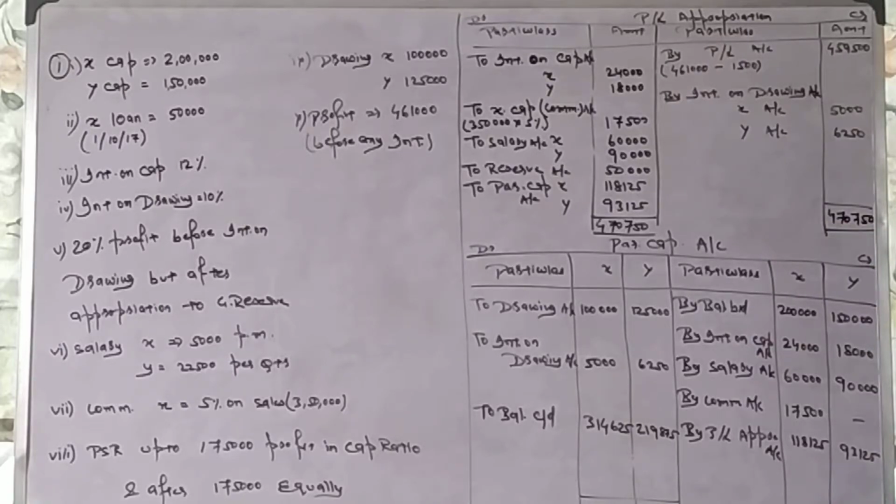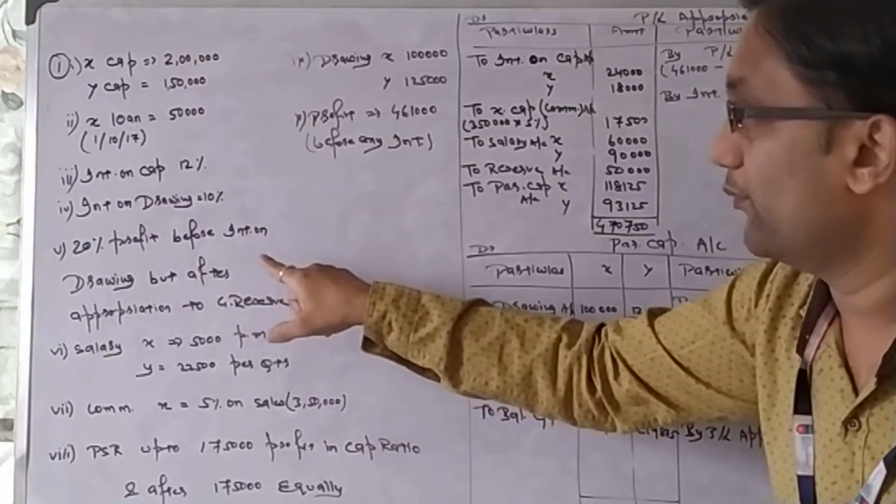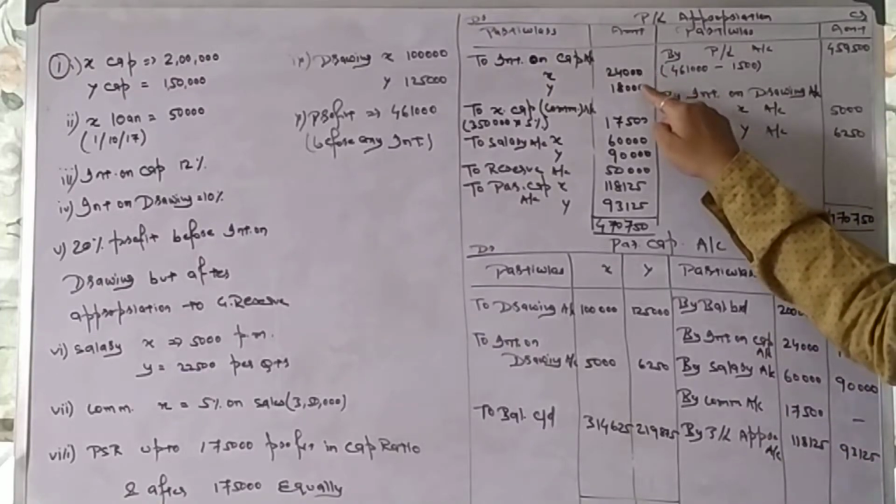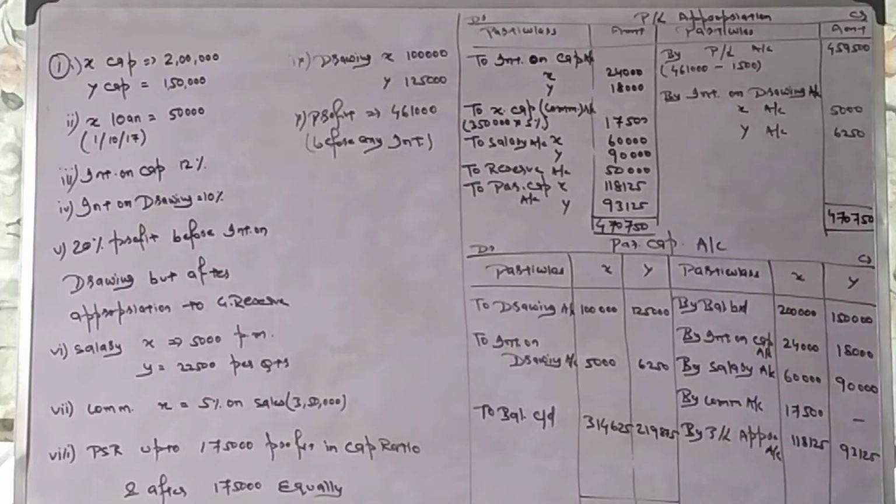That will come to 4,59,500. We will not adjust this because it has been said before interest on drawing. That means interest on drawing is not to be adjusted. So 4,59,500 minus 24,000 minus 18,000 minus 17,500 minus 60,000 minus 90,000. The figure will come into 20%. That means 2,50,000 into 20% will come to 50,000. We have put it here.